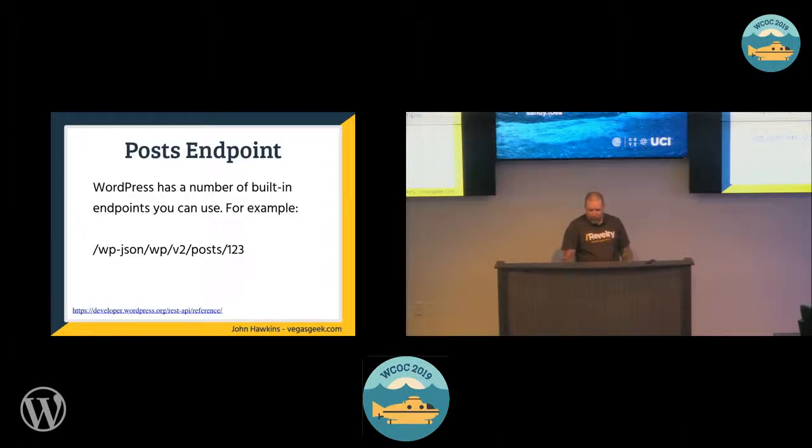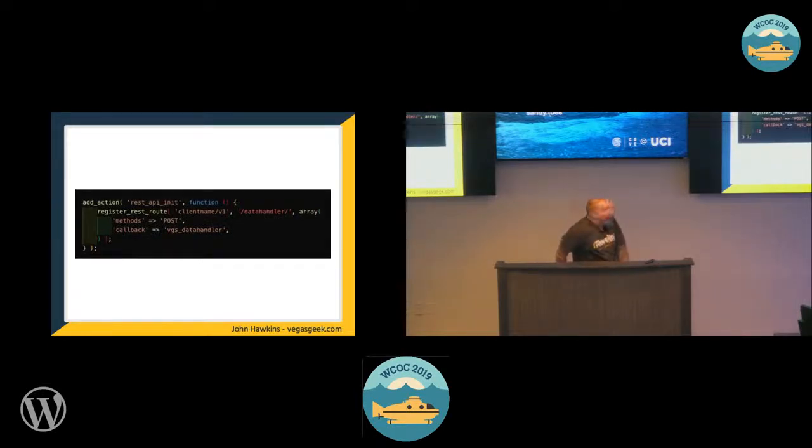So what is this going to look like? Okay, so this is me creating a route. This is a very simple route. When you're doing this, I'm registering a new route, and all I'm doing is telling WordPress, you should start to expect new things to happen at this URL. So register REST route, this is going to be that /wp-json/client name/v1. You can put whatever you want there. It doesn't really matter. And then /data handler. And it's at the end of that where that data handler is, and I think it's that slide.